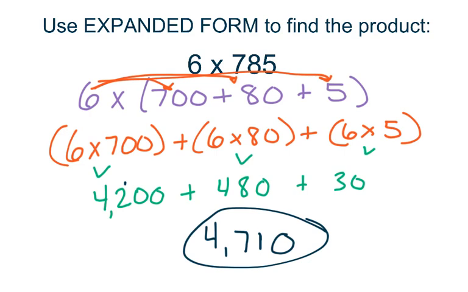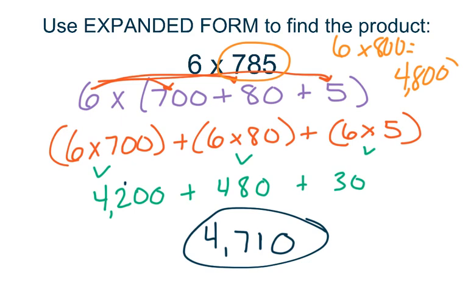4,710. Now I can check my work with estimating my product. If I were going to go over here and look at 785, that's pretty close to 800. So if I multiply 6 times 800, I get 4,800, which is pretty close to my actual product of 4,710. This tells me I'm in the right direction. My estimate is greater, but that's because I rounded my 785 up to 800, so it should be greater. So my final product is 4,710.